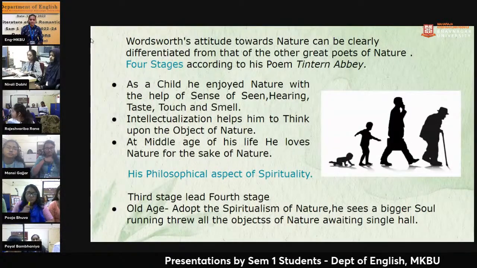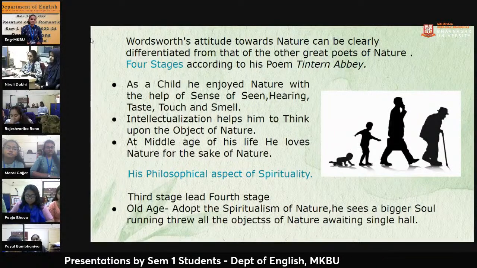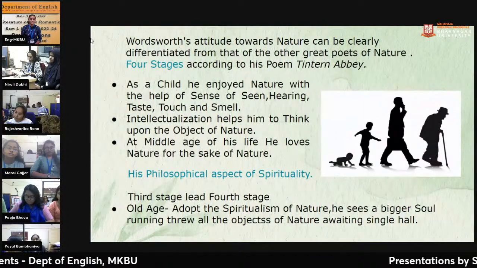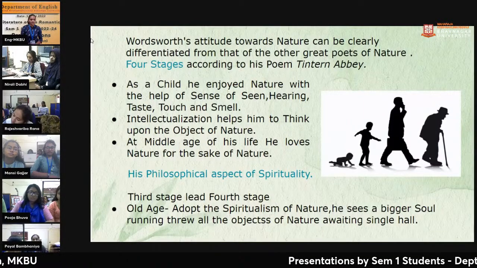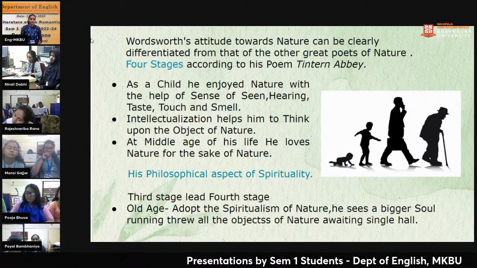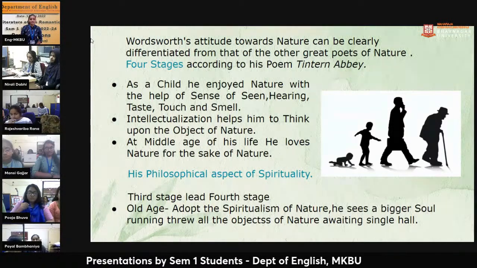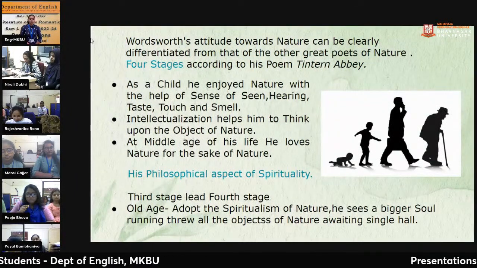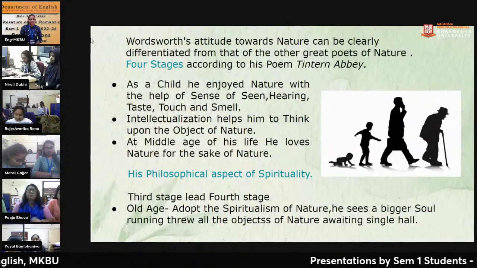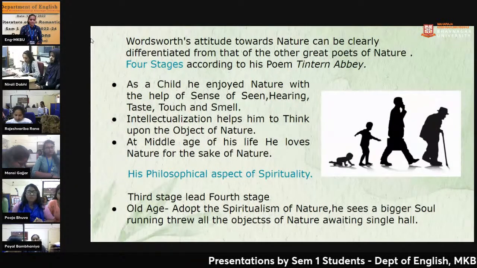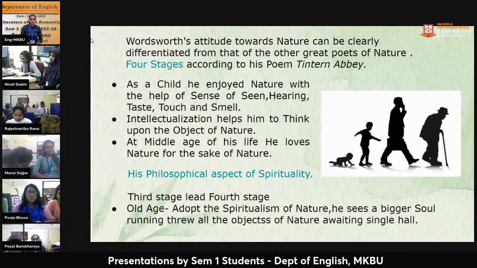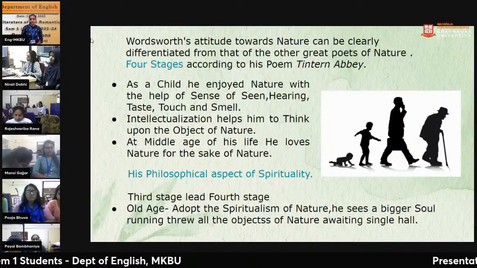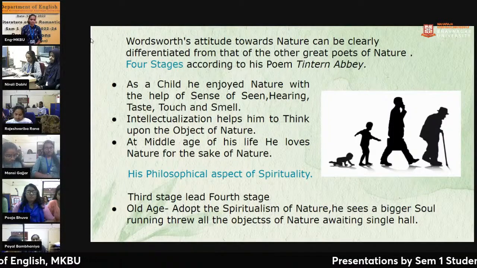There are five senses: seeing, hearing, taste, touch, and smell. And intellectualization helps him to think upon the objects of nature. Intellectualization means when he was young, at that time he was able to work with nature's objects. And in middle age, he loves nature for the sake of nature. And the last, fourth stage: how can we say it? The third stage led to the fourth stage, because in the third stage he gets maturity, and maturity helps him think of spiritualism.